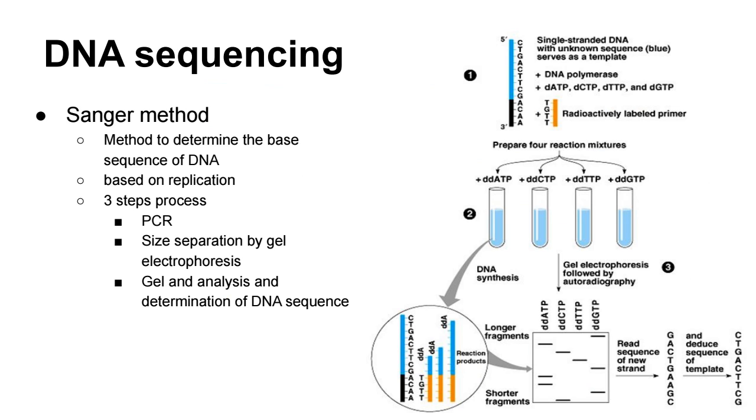Okay, so another biotechnology method that we can do within the lab is we can actually determine the sequencing of the DNA. A common method for doing that is what we call the Sanger method. It's used to determine the base sequence of DNA, those nucleotide sequences within the DNA. It's based off of replication. So basically they trace the replication that occurs.